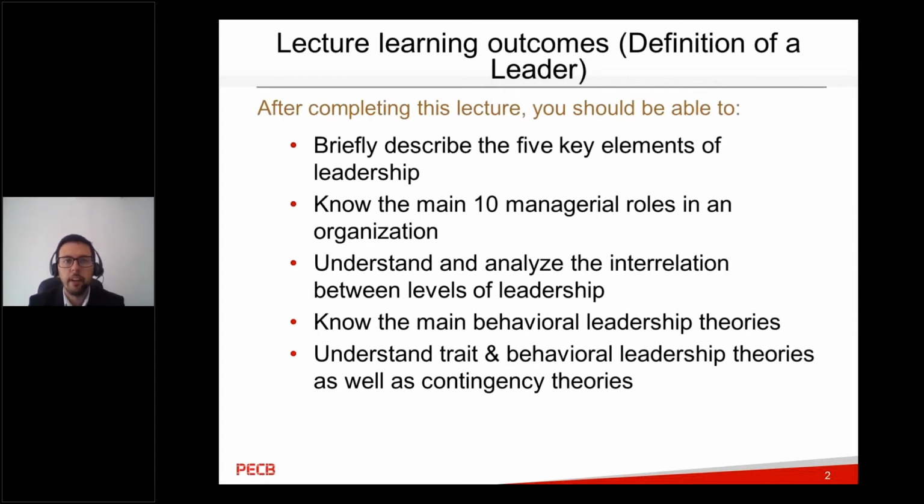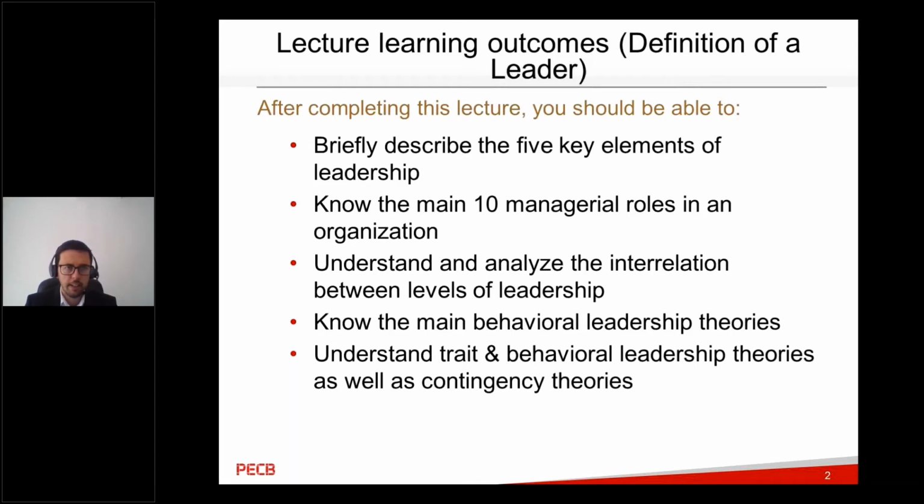Great. So in the first part of the lecture, we will be describing what the 5 key elements of leadership are. By doing that, we will also be understanding what the 10 main managerial roles in an organization are. You might remember this because we talked about Mintzberg roles. It is basically the same thing, but we will be discussing it, and we will see how that factors into the traits that a leader should possess.